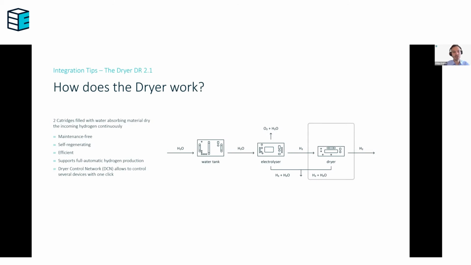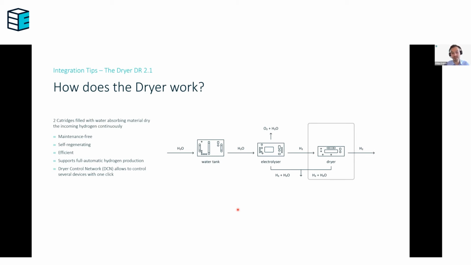Here again, you can see the chain. So from water tank to electrolyzer to dryer. What's the advantage of the dryer? We have a maintenance-free device. Basically maintenance-free. The only thing you need to do is make sure that the meshes in the front and in the back of the device are clean, that there is no dirt, no dust, no other bigger particles accumulating there. So to have a proper cooling power.